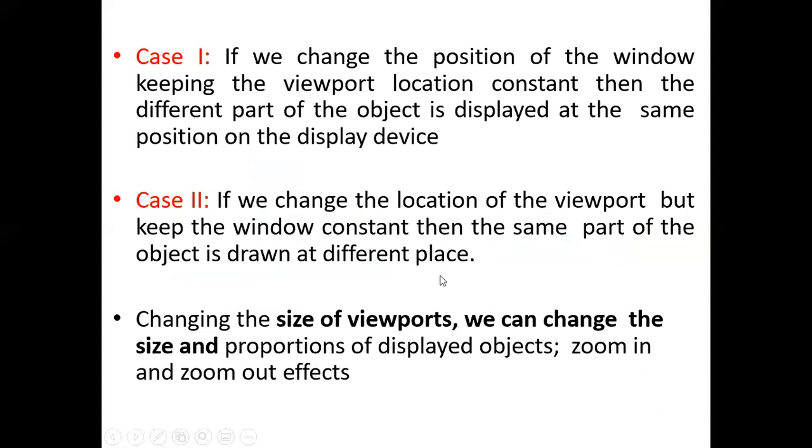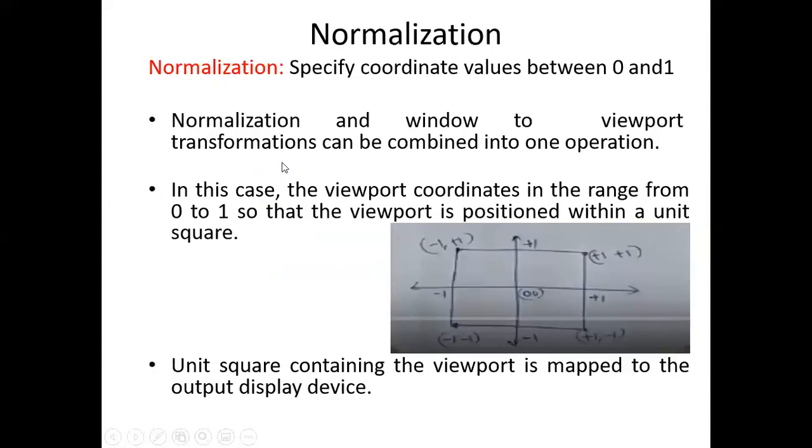So this is with respect to clipping. Changing the size of the viewport means what? We can change the size and the proportion of displayed objects. That means we actually get zoom in and zoom out effects by making use of these two cases. So the next topic we have is normalization.